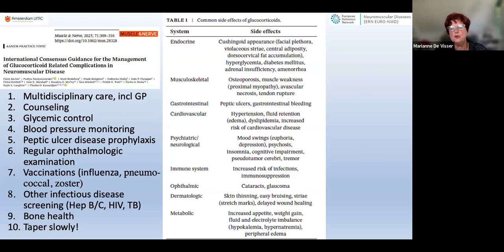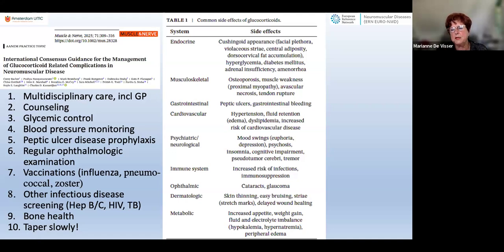Patients who use glucocorticoid have to have multidisciplinary care, and that also includes the general practitioner. Patients should be counseled about what can be affected, and in particular with regard to the side effects, before the therapy is started. Blood sugar and blood pressure have to be monitored, and that can be done by the GP, for instance.